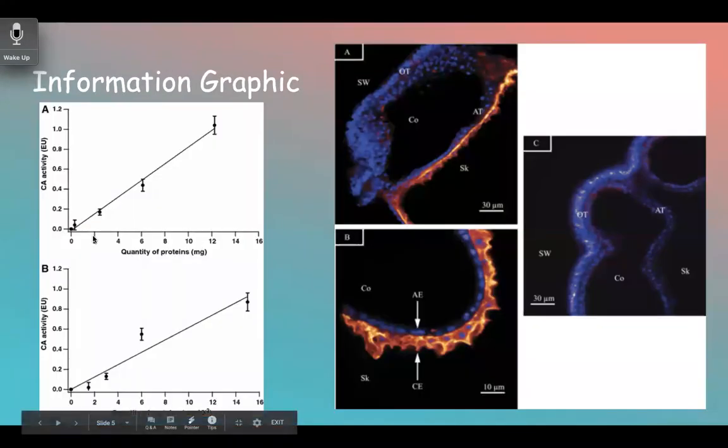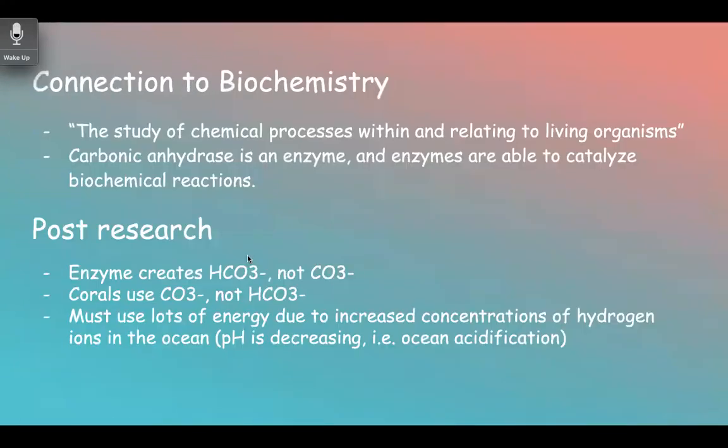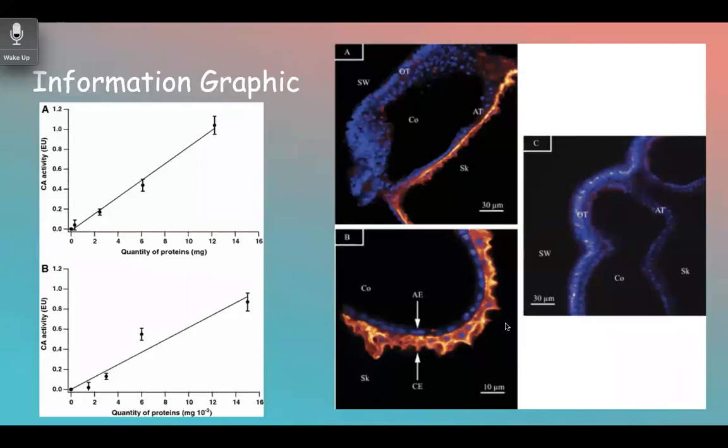This image shows that as carbonic anhydrase activity increases, so does the quantity of proteins. And this image shows that carbonic anhydrase is concentrated at the surface of corals, which makes sense because this is where the algae lives and where new skeleton is being formed. So in future research, we would want to focus on the surface of the corals.